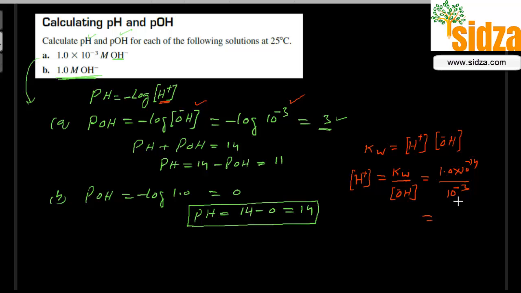So the hydrogen ion concentration here will be 10 to the power negative 11, and therefore you can find the pH directly. The pH will be negative log of 10 to the power minus 11, so the pH is 11. So you got again the same answer.